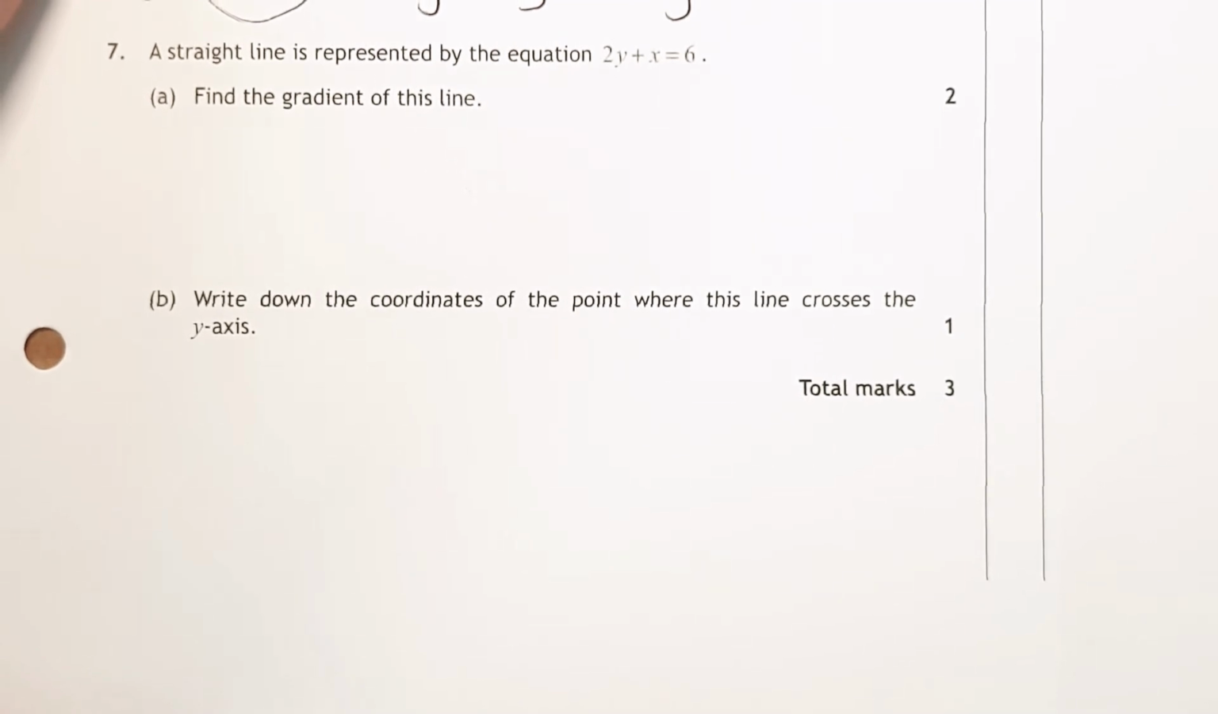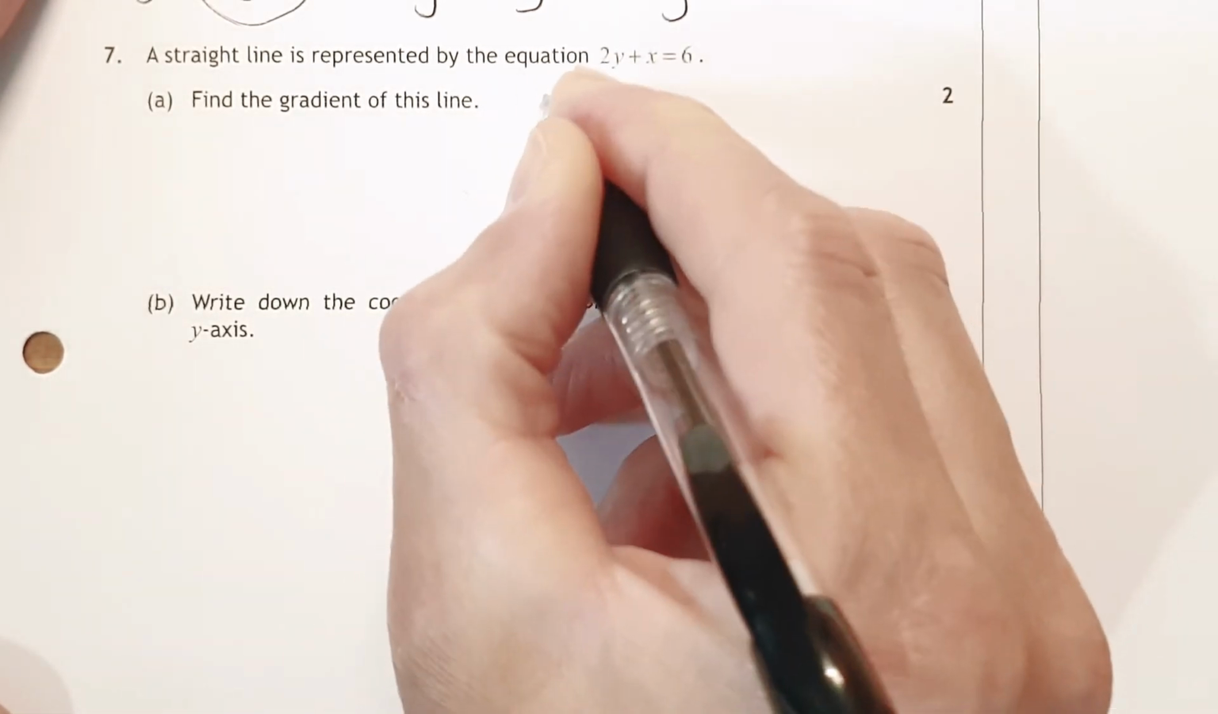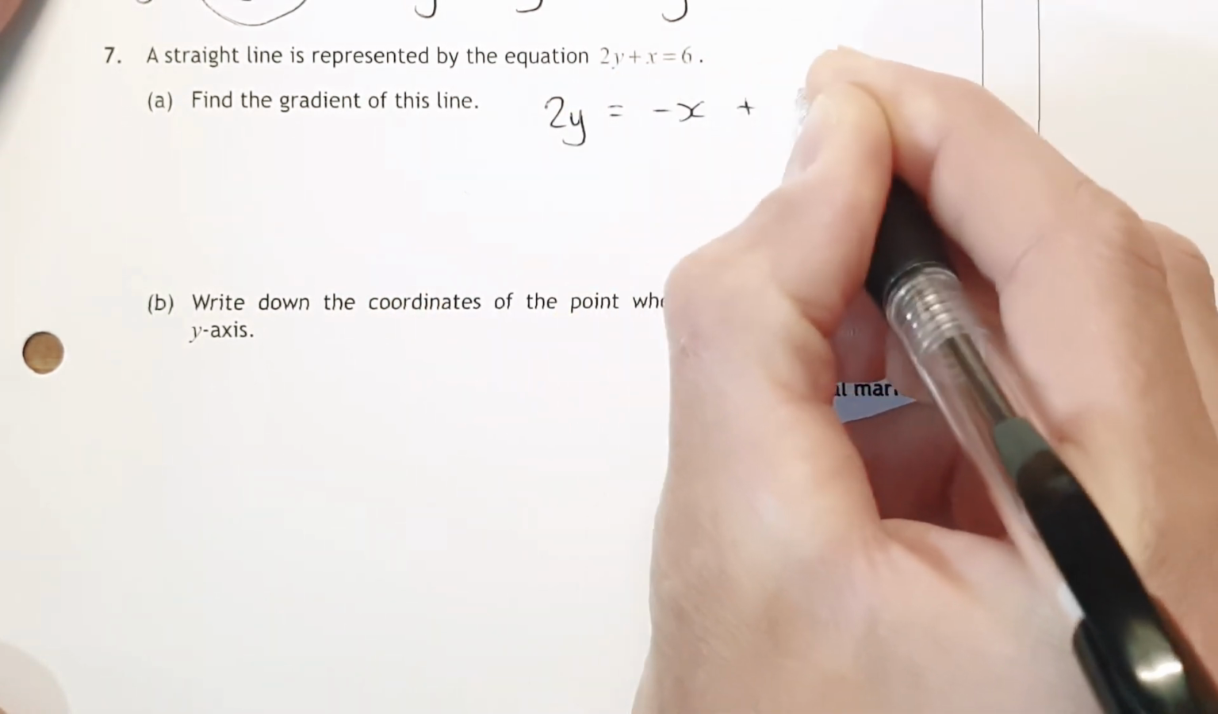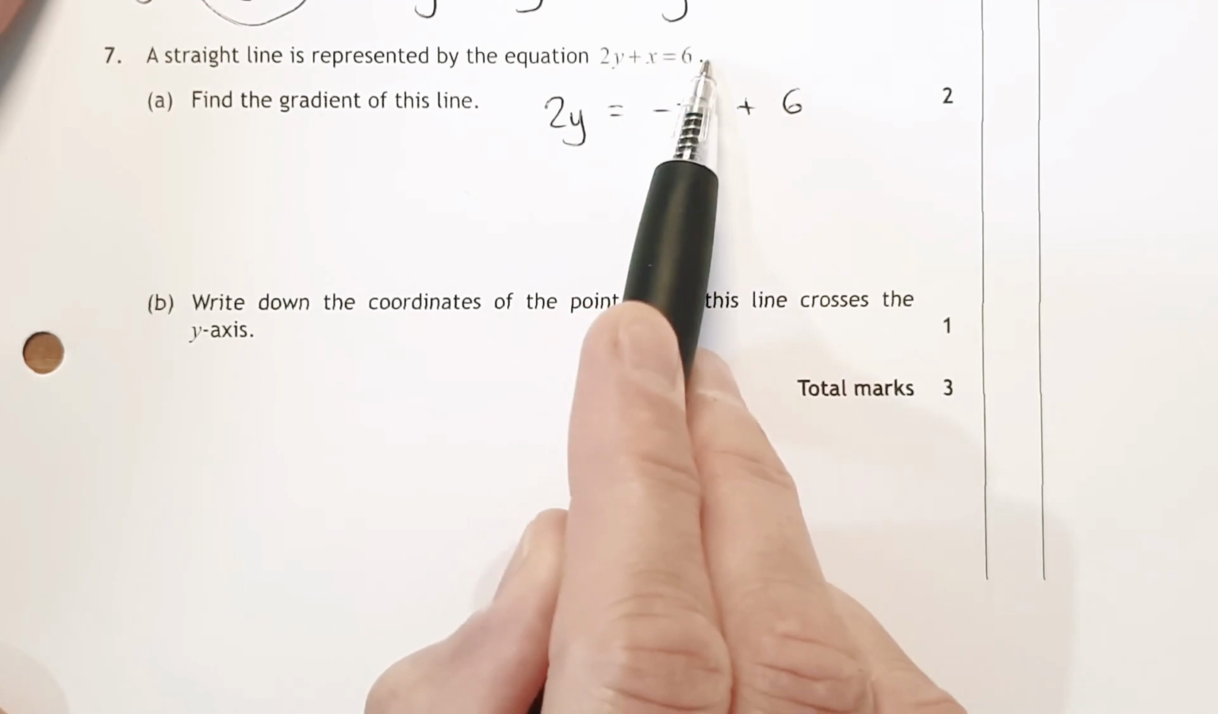Number 7, we have a straight line. Find the gradient of the line. Now that line is not in the form y equals mx plus c, so we can rearrange it to make it easier to find the gradient. So I'm going to make y the subject. So it's 2y equals negative x plus 6. So I've subtracted x from both sides.